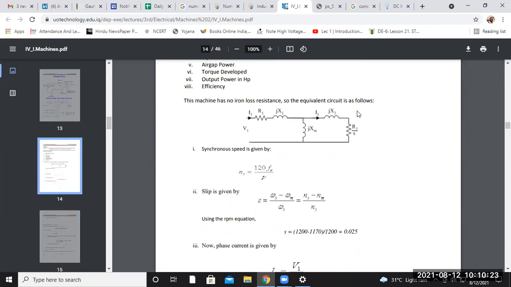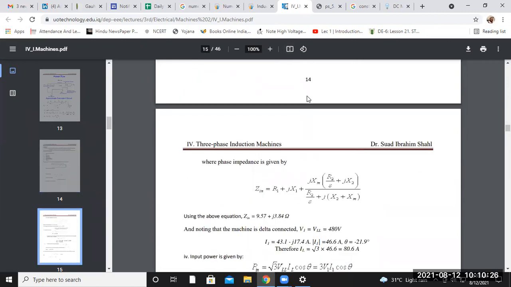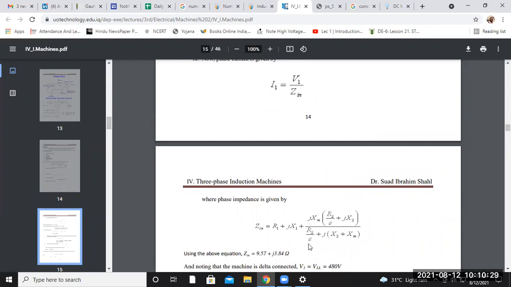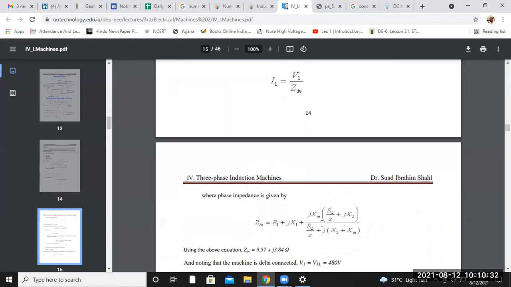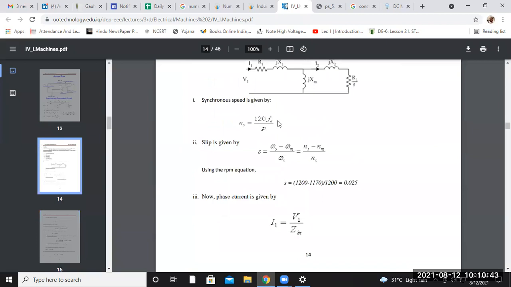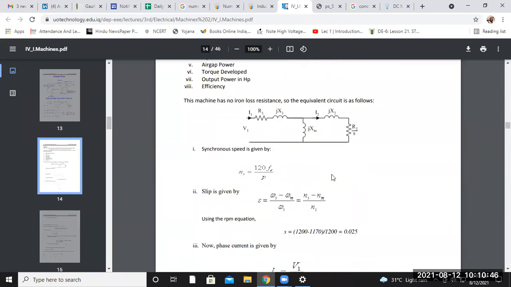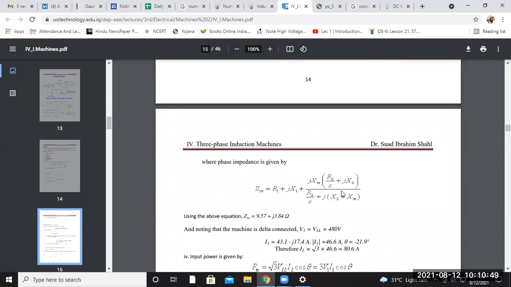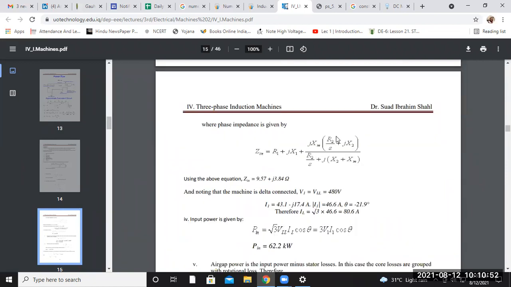Now the total impedance of this machine, we have to find the total impedance. We have to use this formula. This is a very basic thing that we have discussed in our second module. So from there you can easily grasp this concept. Here, when you calculate this, these both are in parallel condition. So accordingly, we have to apply this concept. By putting the value of R1, X1, R2, slip, X2 and XM, you have the value of ZIN, or impedance, as 9.57 plus j3.84 ohm.